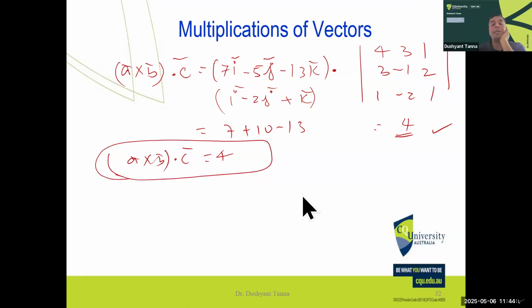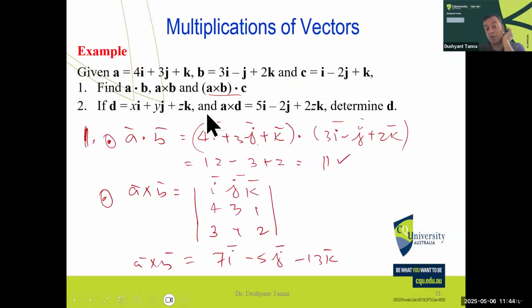Now, the second part of the lower part. What is the second part? Your vector D is given with 3 unknowns. A cross D is given to you. You need to determine D. So what we'll do, we'll obtain A cross D, like we normally do with the determinant form: first row is IJK, second row of A, that's 4, 3, and 1, and third row of D, which is x, y, and z. We obtain that and equate it to the right-hand side, 5i minus 2j plus 2k. So you'll get 3 equations, 3 variables.